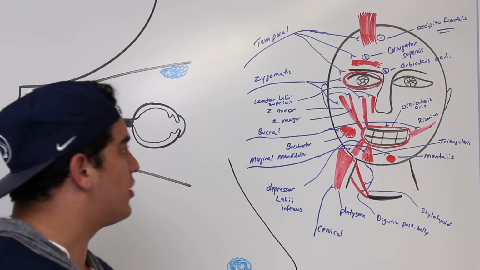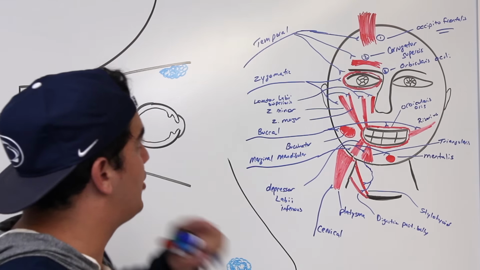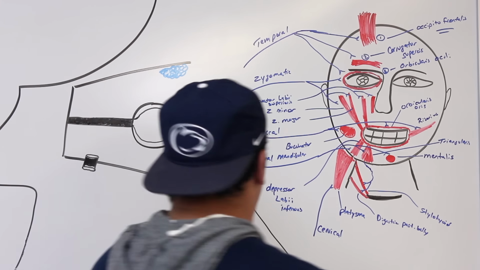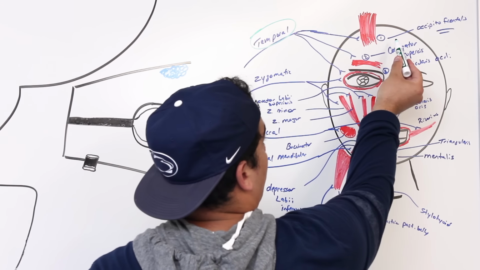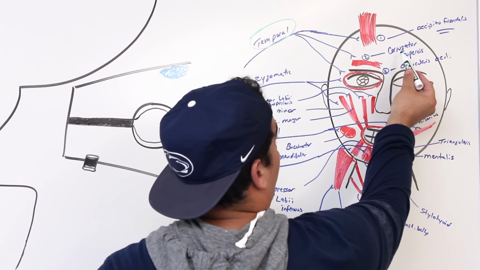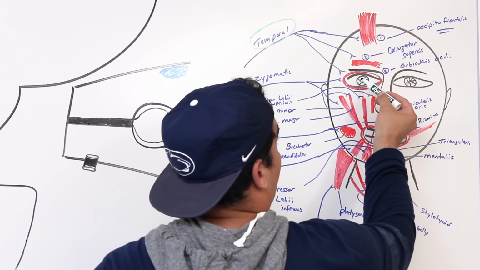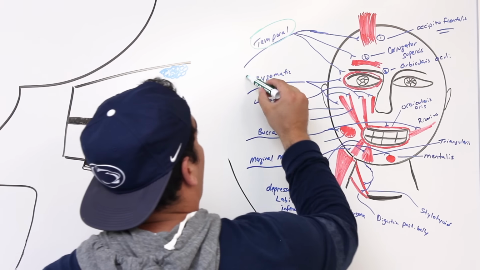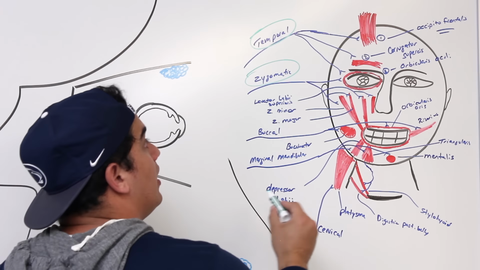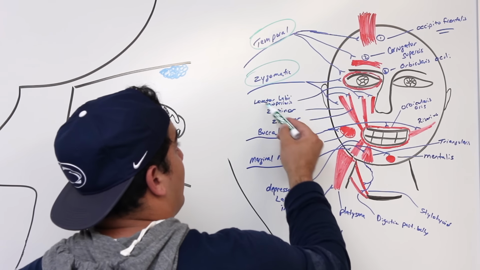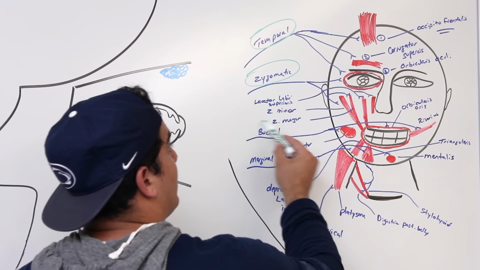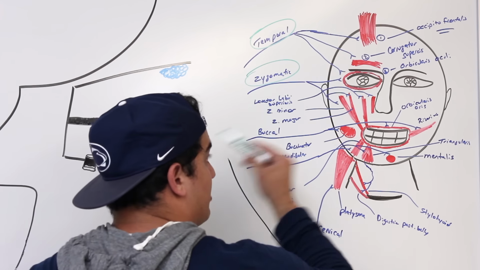Okay, so let's review that real quick. Right? So the temporal branch. What is the temporal branch supplying? The temporal branch is supplying the occipitofrontalis. It's supplying the corrugator supercilii. It's supplying the orbicularis oculi. The zygomatic branch is supplying the what? The zygomatic is also giving branches to the orbicularis oculi. It's giving it to the levator labii superioris. It's giving it to the zygomaticus major, the zygomaticus minor.